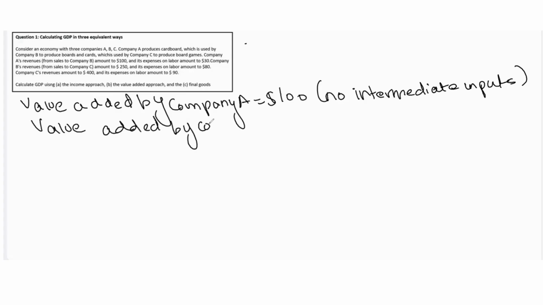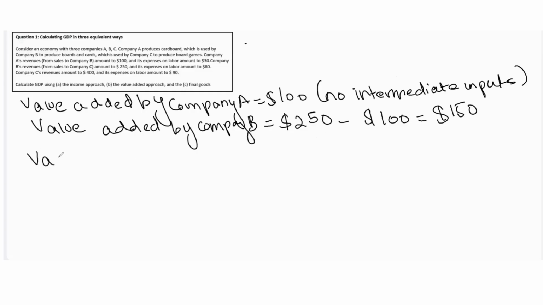So now the value added by company B, like we said, is the value of its own production, which is its $250 worth of sales revenue, minus the value of its intermediate inputs. Its intermediate inputs are the $100 worth of cardboard it purchases from company A. So this is $150. Now similarly, we can find the value added by company C.